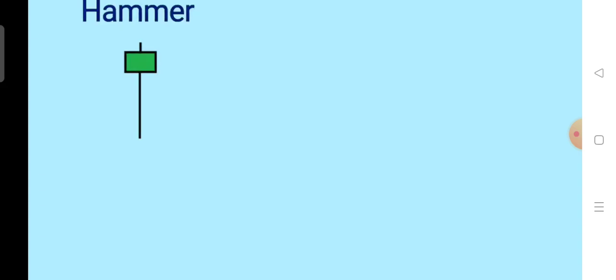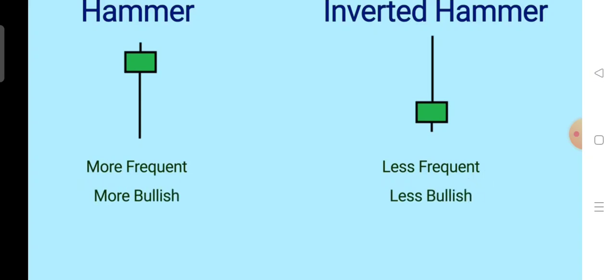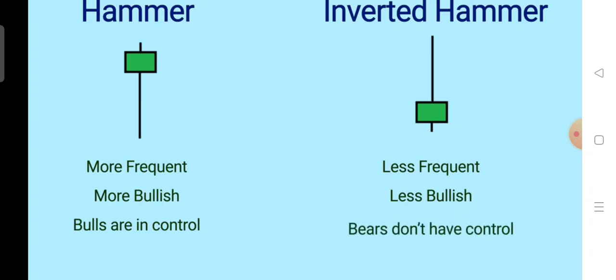Now when we are talking about the hammer and inverted hammer, the hammer appears more frequently than the inverted hammer, and the hammer is relatively more bullish than the inverted hammer. What happens in the case of the hammer is that by the end of the day the bulls are in control. They don't allow lower prices to sustain. In the case of the inverted hammer, the bears are unable to push the price below the opening price, but they don't have any kind of control at the end of the day.